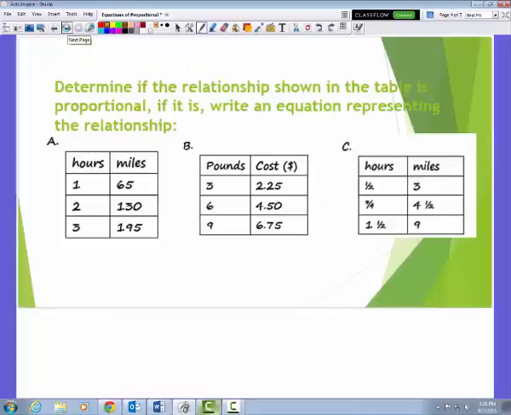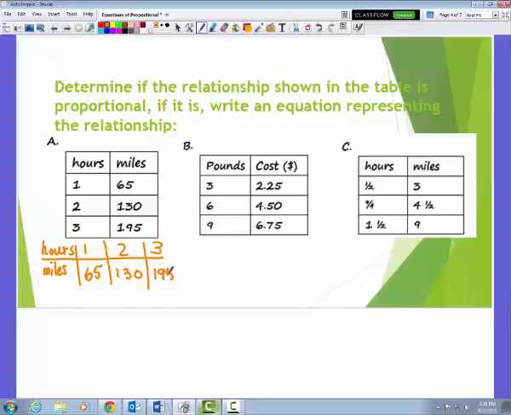All right, and that's going to be a little more clear once we start doing some problems. Determine if the relationship shown in the table is proportional. If it is, write an equation representing the relationship. Now we did things very, very similar to this yesterday, except the chart looked a little different. It said hours on the top, and it looks sideways instead, and miles on the bottom. But really it's the same chart: after 1 hour, 2 hours, 3 hours. And we practiced this to decide whether or not something is proportional or not. And this time it's 1 hour, 65 miles; 2 hours, 130; and 3 hours, 195.